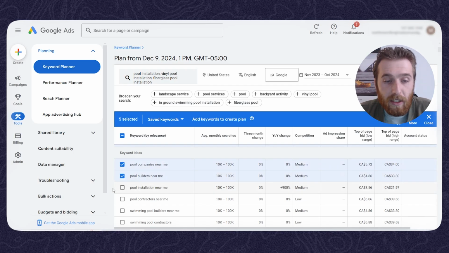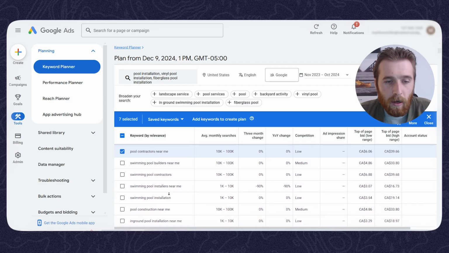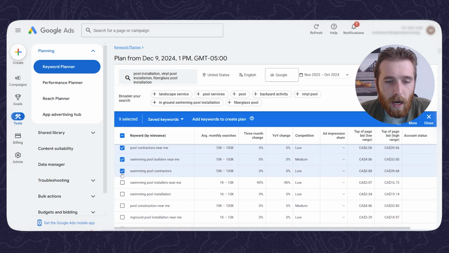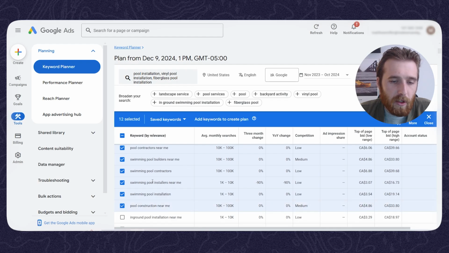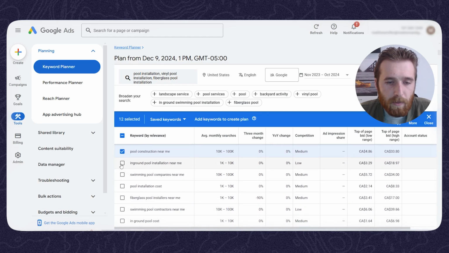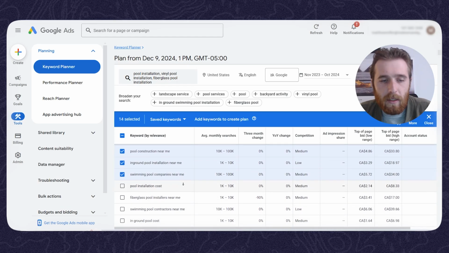Pool builders, that's a good one. Pool installation near me, pool contractors near me, all high buying intent. Swimming pool builders, yep. Contractors, yep. Installers, yep. Pool construction, yep. In-ground pool, absolutely. Swimming pool companies near me, yep.